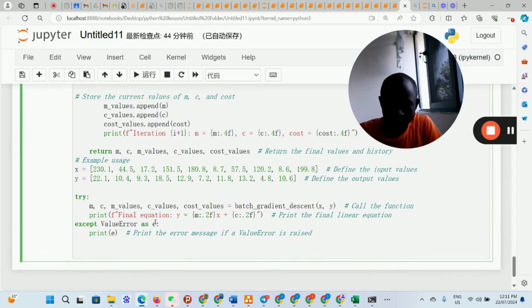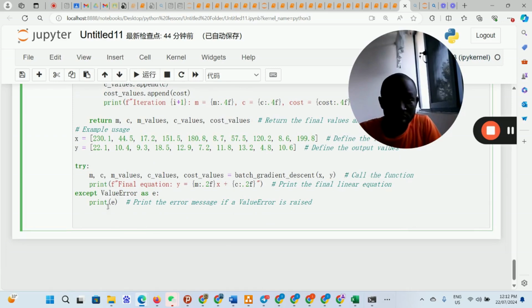We want to print the final equation of y is this plus c, with 2f. Print the final linear equation. Are we there? Except ValueError as e. Now we have to print, if there's a value error, print the e, print the error message. If a value error is raised, you have to print the error message. That is the reason that we place this.